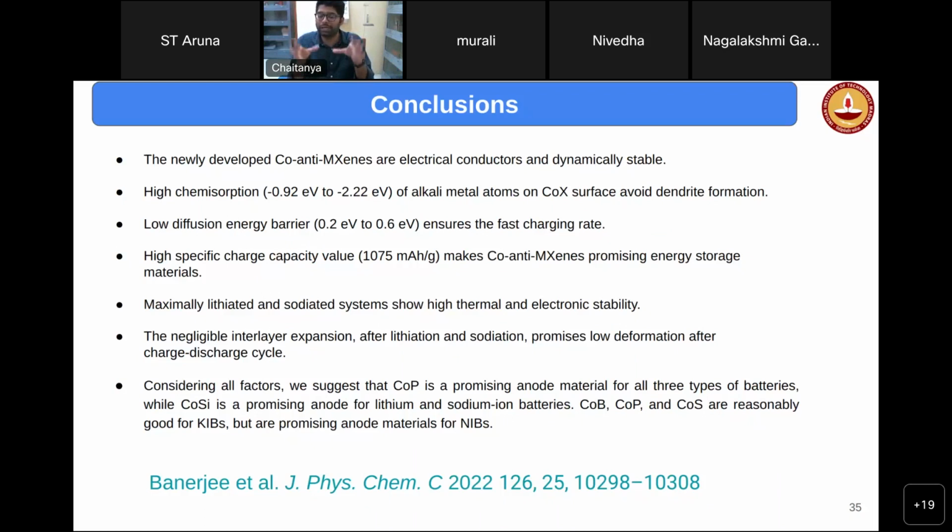If they are agglomerating, that means these are not good materials, because they can form dendrites again and create some problems. If not, that is a good thing. Similarly, for other properties, you need to check whether the expansion is large or not. If the expansion is reasonably okay, you don't need to worry about this. So these are the properties that you can check for any other anode material.